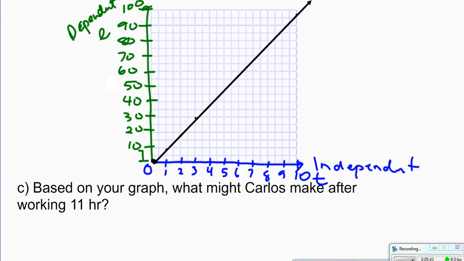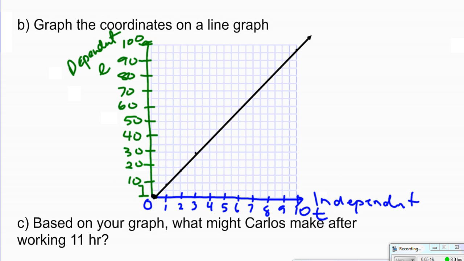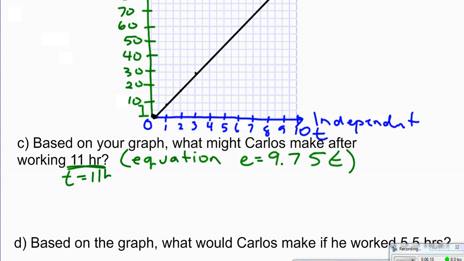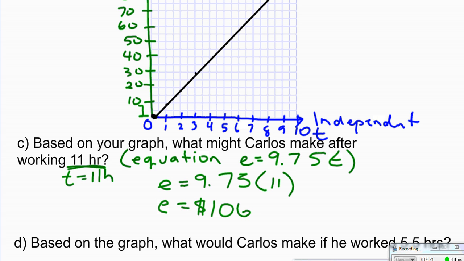Okay, it's beautiful. So based on our graph, what might he make after working 11 hours? So if you notice our graph only goes to 10 hours, we would need to go past our graph. So because we don't have our graph, let's use our equation. E equals 9.75 times T. And so this is telling us that T equals 11 hours. So E equals 9.75 times 11. So his earnings are going to be $106.25. Okay?